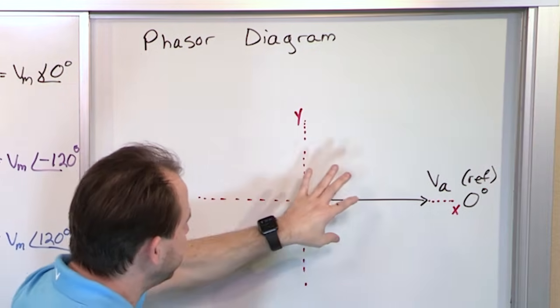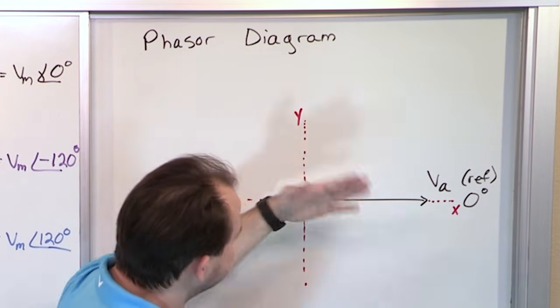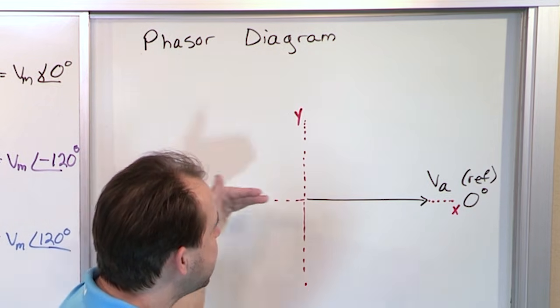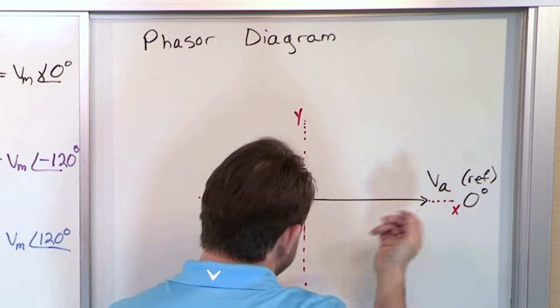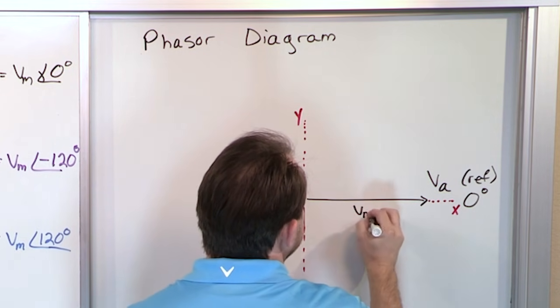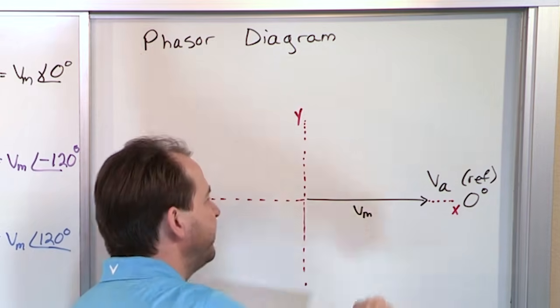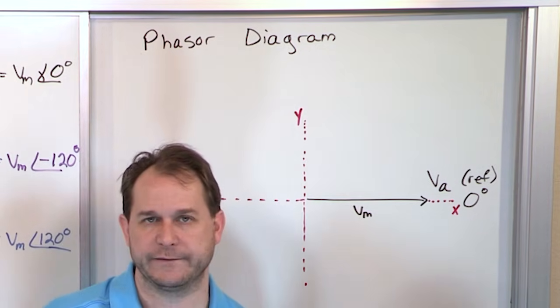So this is a coordinate plane where the angle of the vector is the phase angle that we're talking about, and the magnitude is the length of this arrow. So I could put Vm here. I'll just put Vm here. It's the length of the arrow and the direction it's pointing. Phase A always points at 0 degrees.